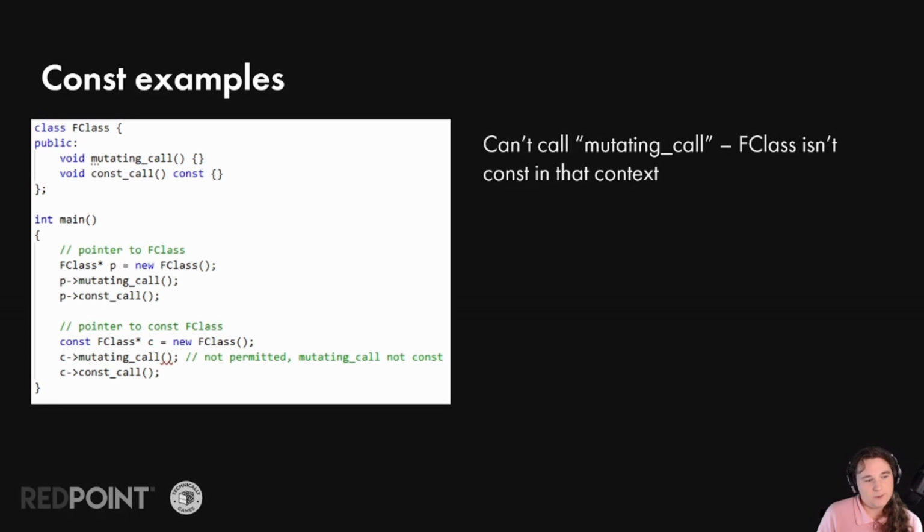On a normal pointer to just a normal mutable F class, we can call either of these functions. It's totally fine. But if we have a pointer to a const F class, then we can't call this mutating call because it might change the class, or the data inside the class, right? But we can call const call, the const function, just perfectly fine.